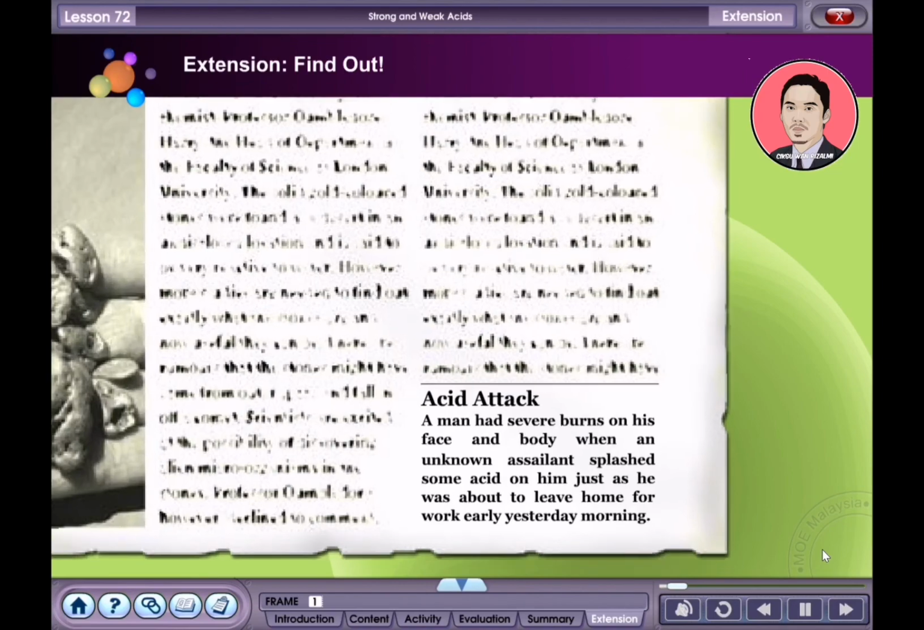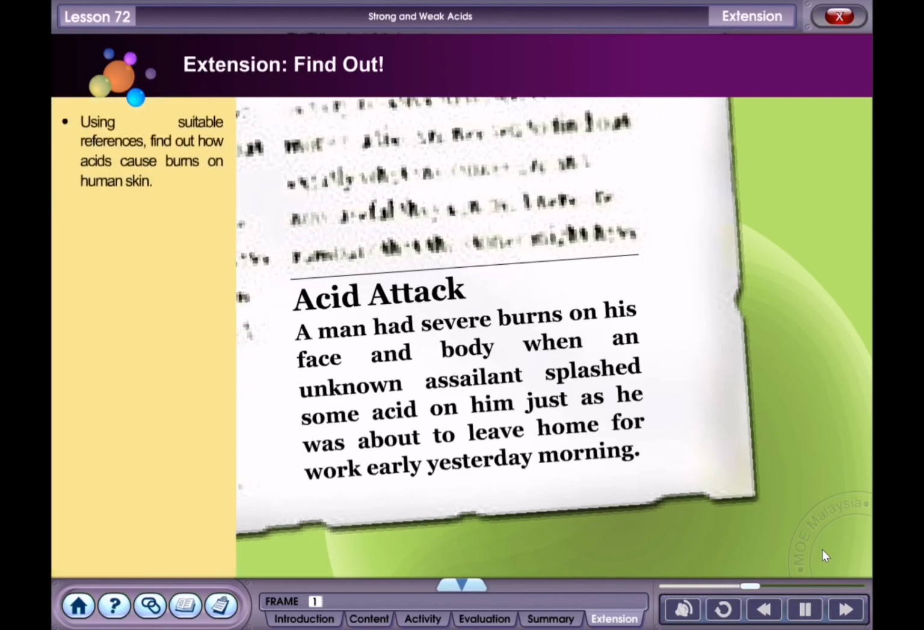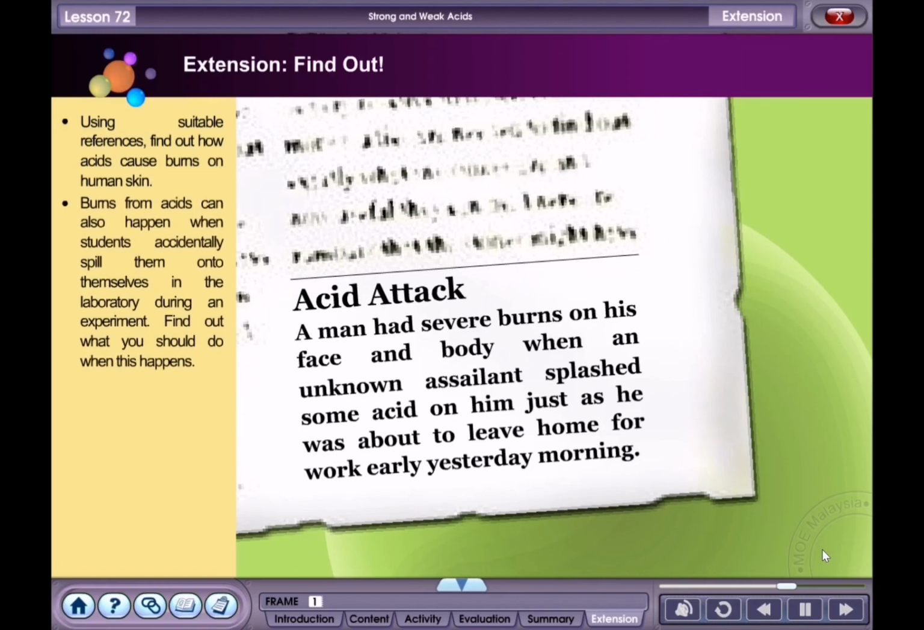Read the following newspaper cutting. A man had severe burns on his face and body when an unknown assailant splashed some acid on him just as he was about to leave home for work early yesterday morning. Using suitable references, find out how acids cause burns on human skin. Burns from acids can also happen when students accidentally spill them onto themselves in the laboratory during an experiment. Find out what you should do when this happens.